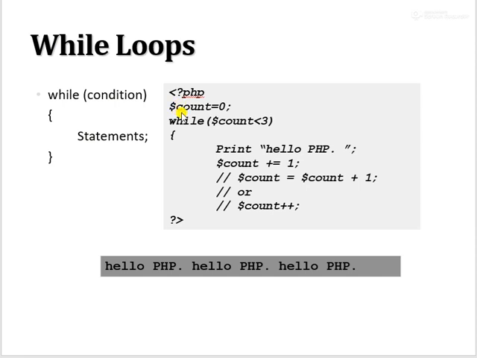Like here we have an example: count is assigned 0, while count is less than 3. Yes, count is less than 3. Print hello PHP. So this code, and count plus equals 1, that is we are incrementing the count variable every time by 1. You can also increment like this: count plus plus, or count is equal to count plus 1. So this will be the output of the code. This code will display hello PHP 3 times by using a while loop. So the while loop has the same structure as the while loop in C++.